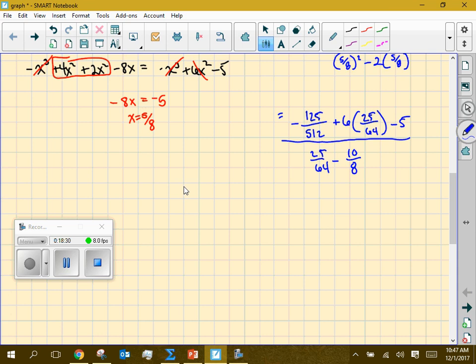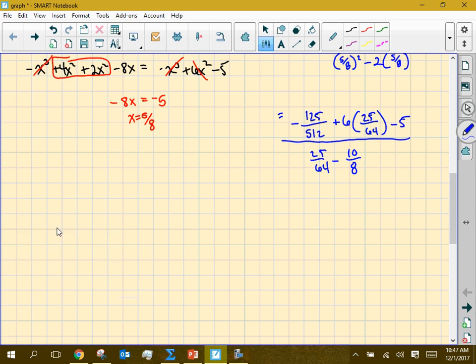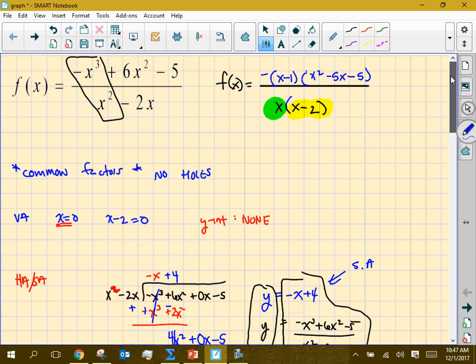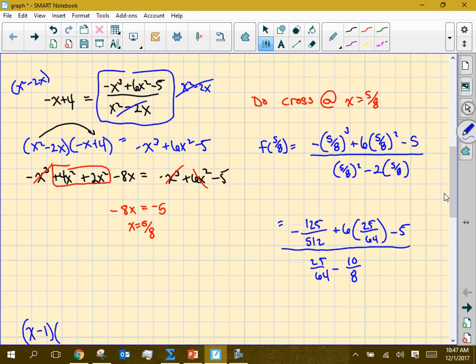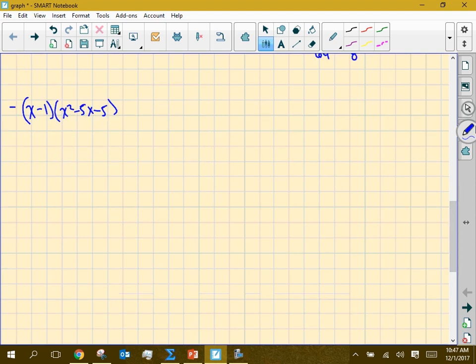I want to find x-intercepts. Okay, so x-intercepts again are when the numerator is equal to 0. So if you remember your numerator, we had factored that to, I think, x minus 1, and then the x squared minus 5x minus 5, and we had this negative out front. But when I set that equal to 0, I get x equals 1 as an x-intercept, but I get this thing here.